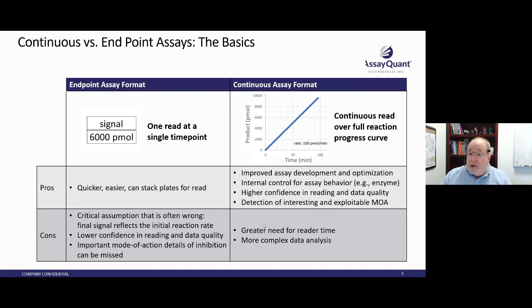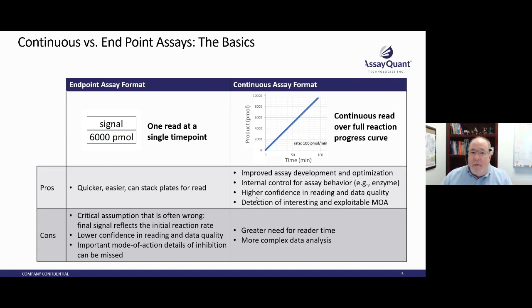So there are some disadvantages. If you're doing a continuous assay, you have to read it over time, so you've got a lot more need for readers in all of this. And also, it's not just one read. You're reading all the way through the reaction, and you have to do some really sophisticated data analysis to extract initial rates from the thousands and thousands of reactions that you're doing all at the same time on your microtiter plates.